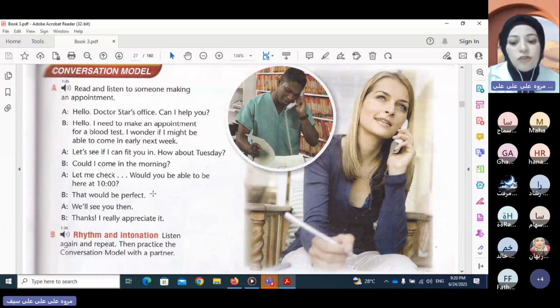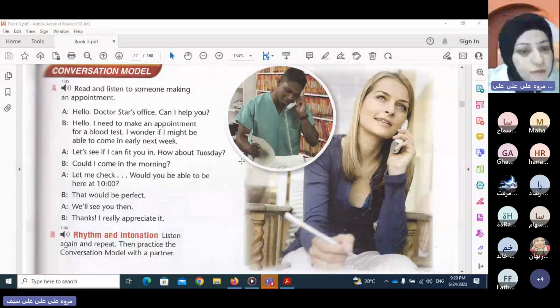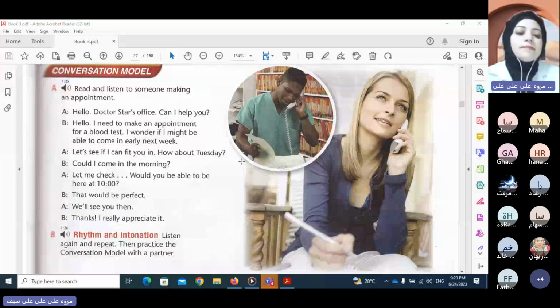Okay, I'll get you to listen to it again. Just a second, please. Page 19. Conversation model. Please repeat. Exercise B. Rhythm and intonation. I'll repeat as well. Listen again and repeat. Then practice the conversation model with a partner.